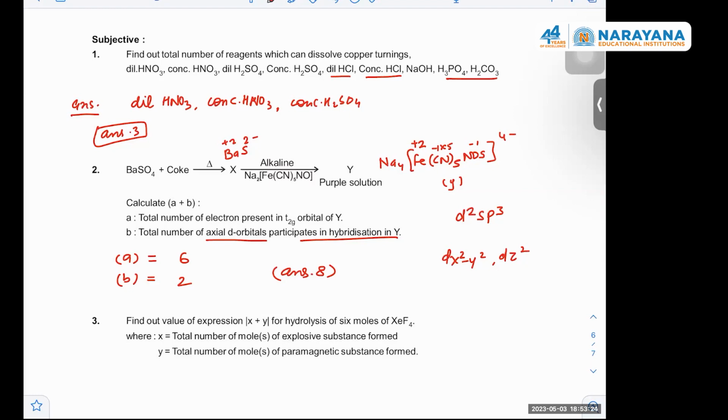Sir, in this question, are we considering non-decomposition of XeF4? No, we are considering its decomposition. We have to first do the hydrolysis of XeF4. If nothing is mentioned, we are considering it at room temperature, right? So the final answers will be on the complete hydrolysis of XeF4. What are the values of X and Y? X is 2, Y is 3.